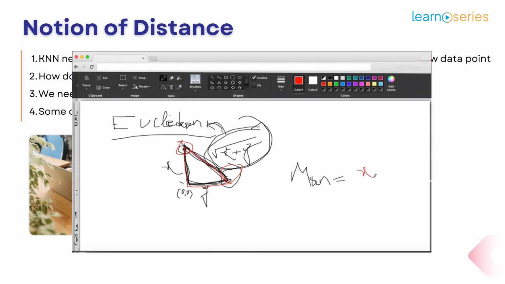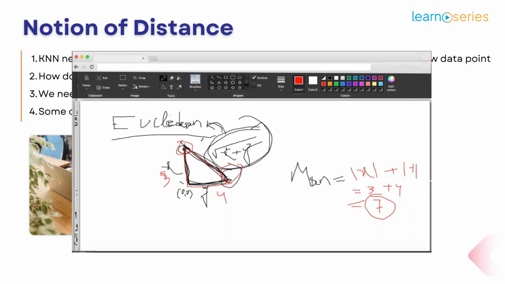It's nothing but mod x plus mod y. Suppose x equals 3 and y equals 4, then Manhattan is mod x plus mod y, that means 3 plus 4. So if you pass Manhattan distance, it is simply adding both x and y, and the distance between the 2 points will be 7.